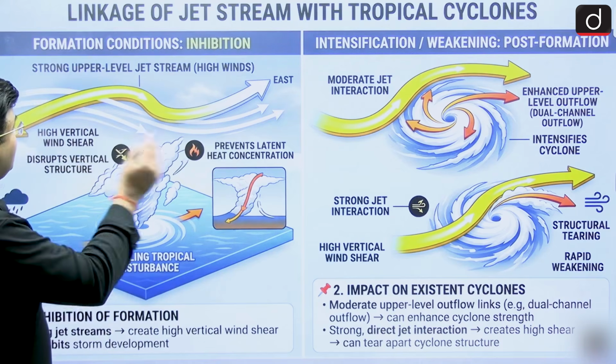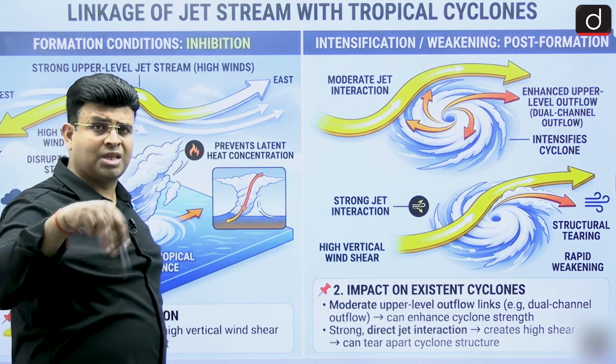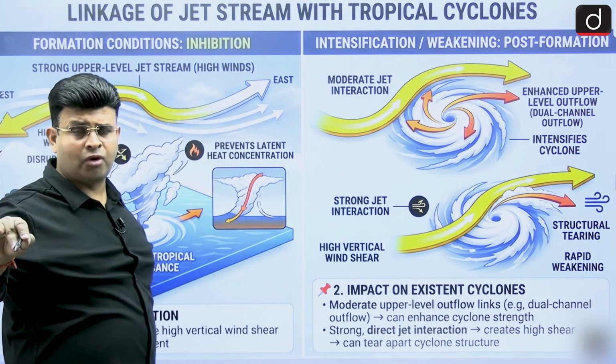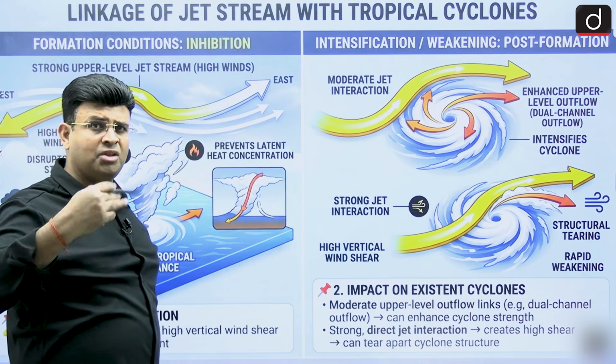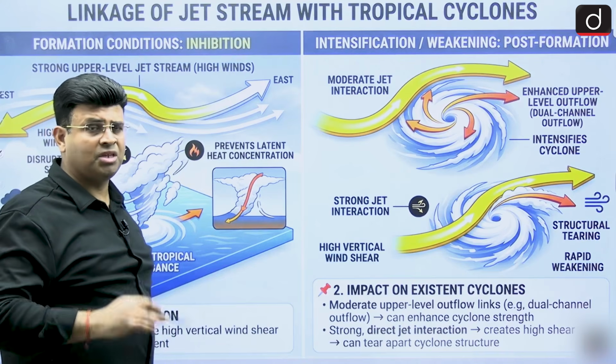Now we have to see the linkage of the jet stream with the tropical cyclone. Tropical cyclones form in India, you know, in the Arabian Sea and the Bay of Bengal. More tropical cyclones form in the Bay of Bengal, but now the Arabian Sea is becoming warmer, and tropical cyclones are forming more in the Arabian Sea also.